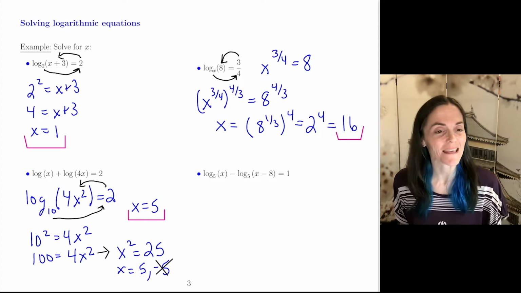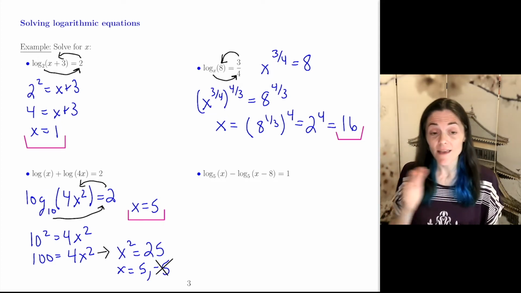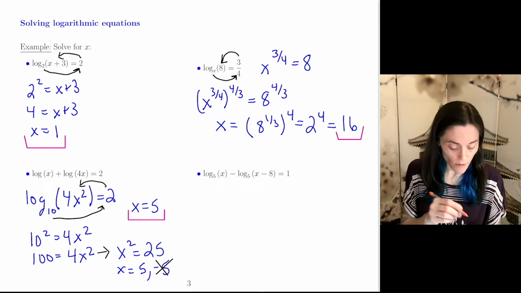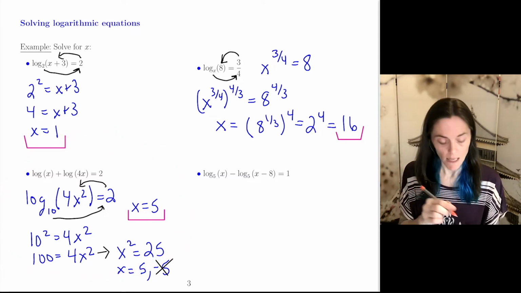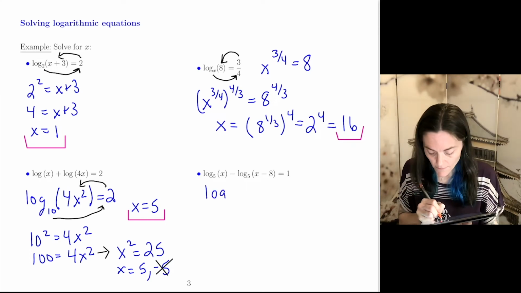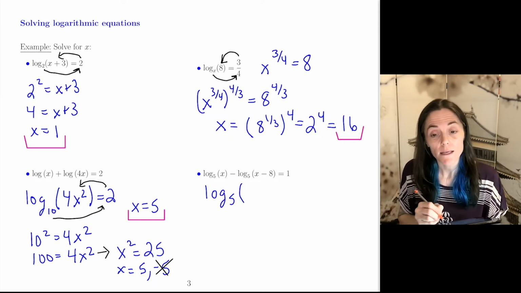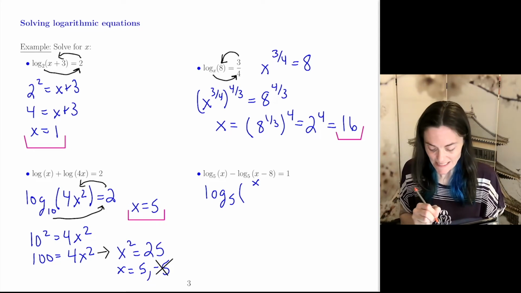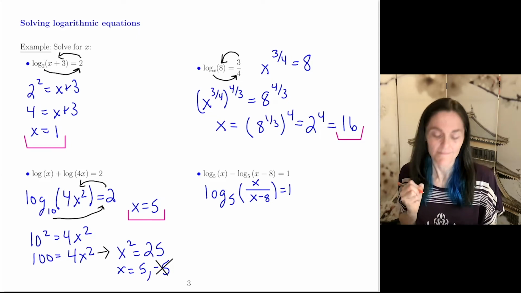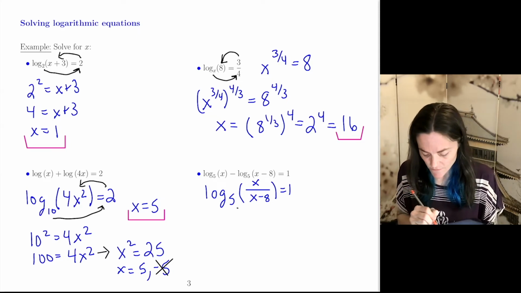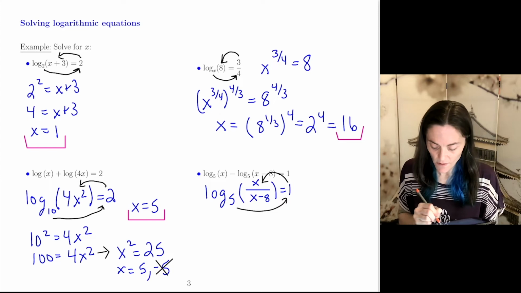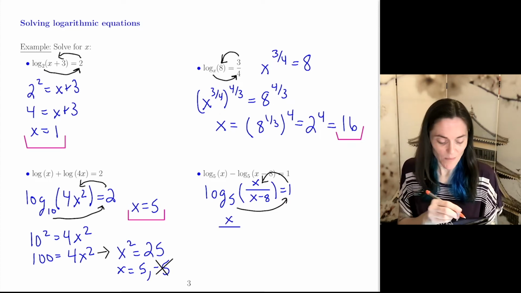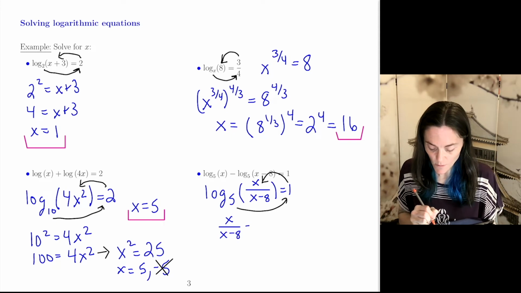We have one more logarithmic equation on this page. Here I have a difference. And so I'm going to, very much similar to this example, my first step is to use a property to write a quotient on the inside. I have the log base 5 of x divided by x minus 8 equals 1. Now, what does this say? It says 5 raised to the 1 is what's on the inside. So we have x divided by x minus 8 equals 5.